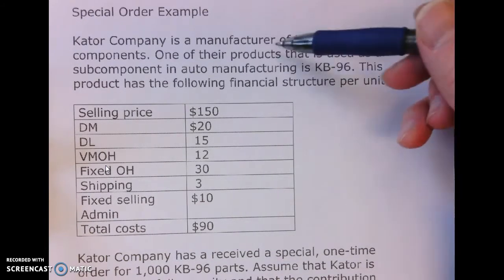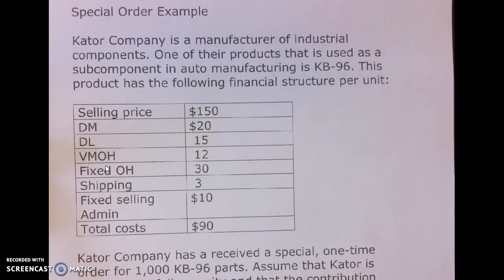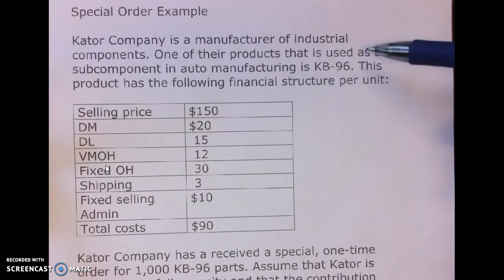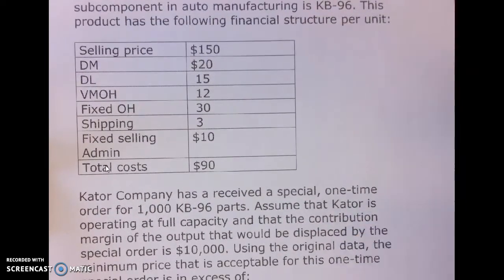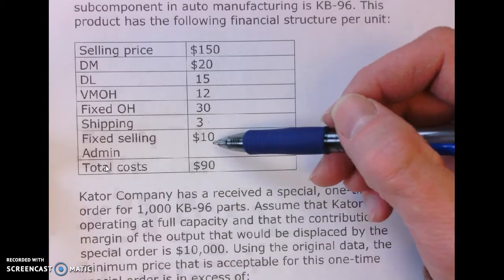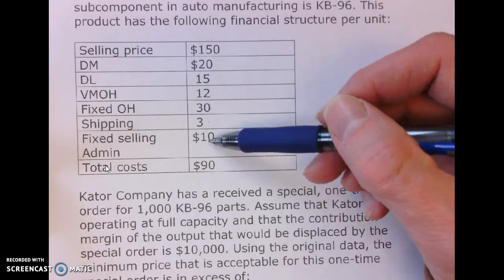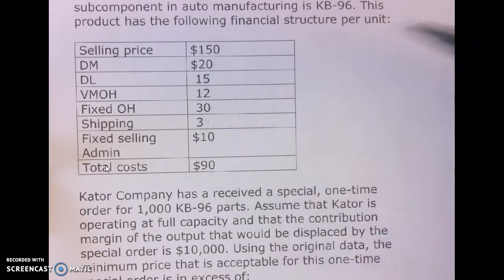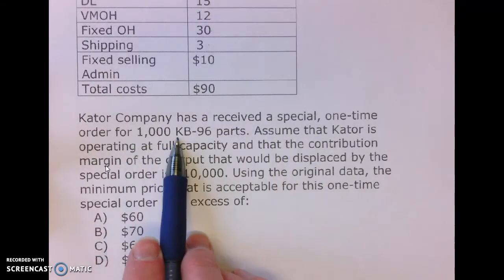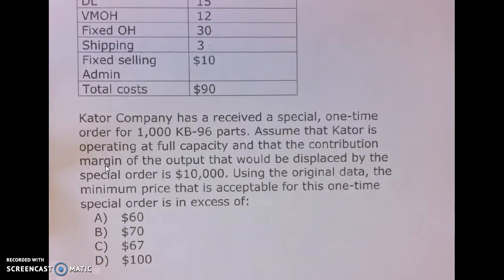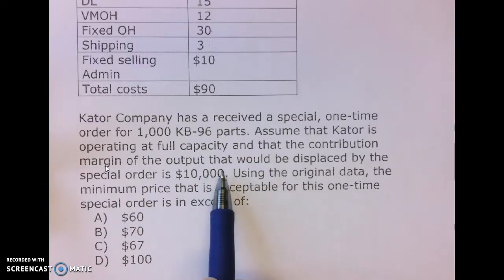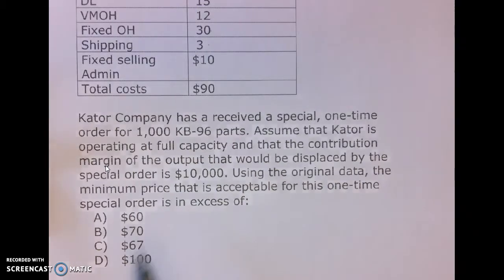So it says right over here, Cater Company makes industrial components. One of their products, used as a subcomponent in auto manufacturing, is KB96. It has the following financial structure: selling price, direct materials, direct labor, variable overhead, fixed overhead, shipping. That's $3. These are all dollars, of course. Fixed selling and admin, $10, and then total cost $90. Cater Company received a special one-time order for 1,000 of the KB96 parts. Assume that Cater is operating at full capacity, and that the contribution margin of the output displaced by the special order is $10,000.